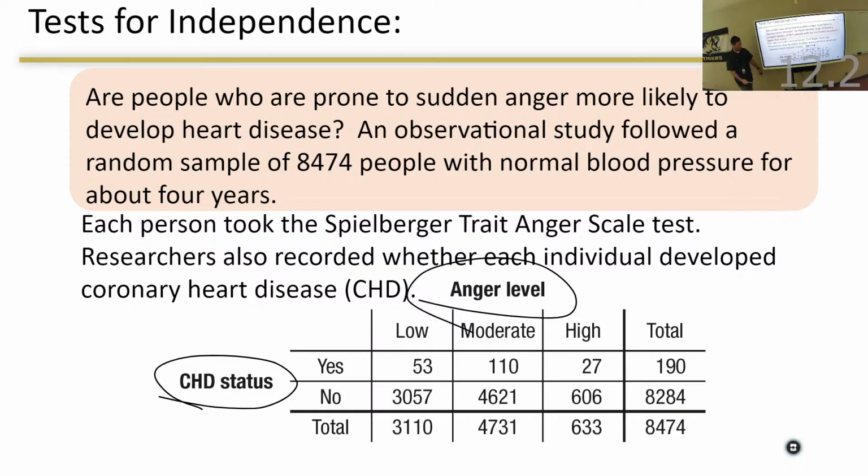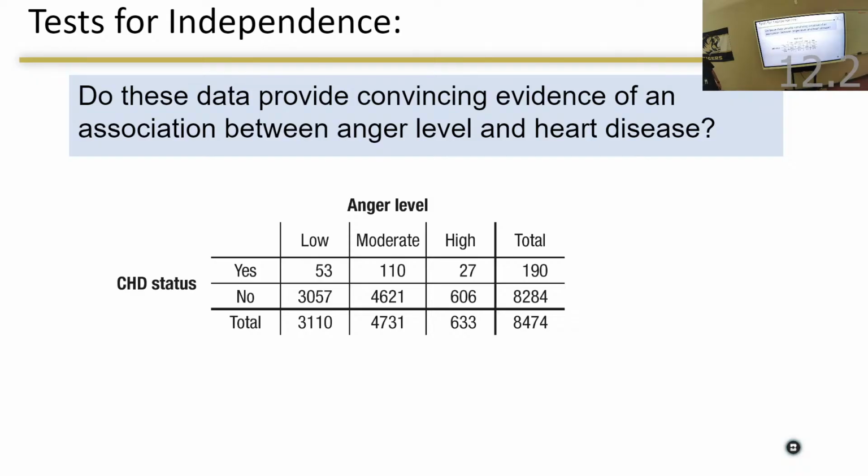Notice how I'm doing this, right? I'm trying to see if there's an association between the two variables. In the previous one, I was not associating these two; I was trying to see if there was a relationship between the variable. Independence and homogeneity. Do these data provide convincing evidence of an association between anger level and heart disease? Your Ho is there is no association between anger level and heart disease. Ha, there is an association.